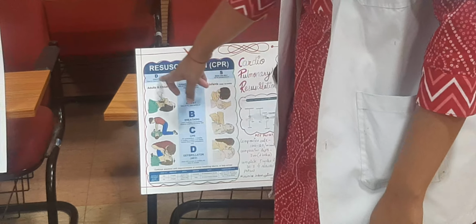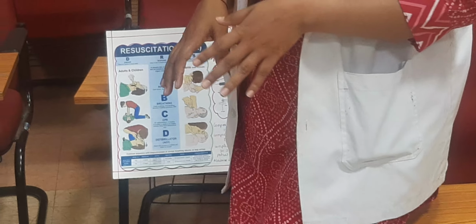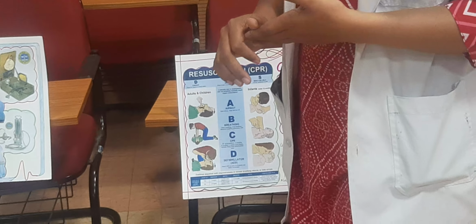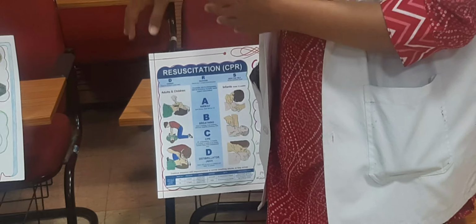What is doctor's ABCD? D is danger. Now if you saw a person who met with an accident, lying in the middle of the road, the first thing you do is take the person out of danger. What is out of danger?